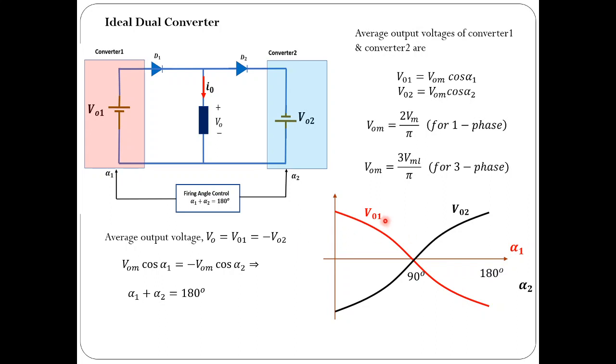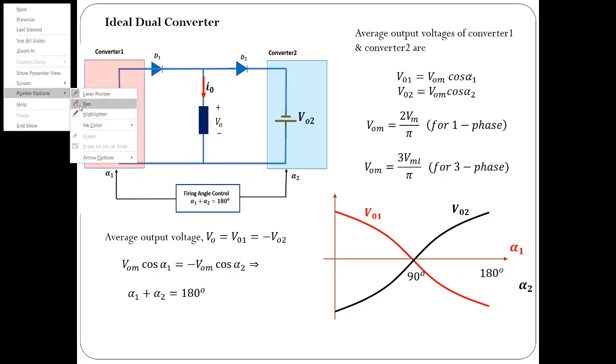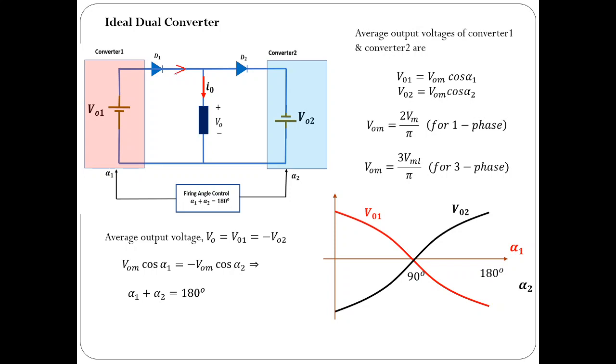So of course V01 is equal to minus V02, if both are operating at a time. And we know converter 1 would inject current in this direction only, whereas converter 2 would inject current in this direction. So the contribution of load current from converter 1 is this way, whereas the contribution from converter 2 would be this way. Please note that. Now if the contribution of current due to converter 1 is more than the contribution due to converter 2, then automatically the net current direction would be this way only.